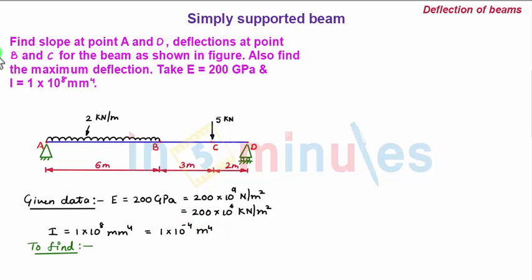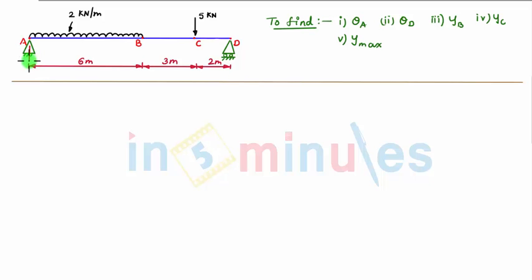In this problem we have been asked to find first the slope at A, second the slope at D. Points A and D are support points, hinge support at point A and roller support at point D. Third, they have asked deflections at points B and C, so YB and YC. Also they have asked to find the maximum deflection, that is Ymax. So let's solve the problem. We consider two vertical support reactions at points A and D as VA and VD. Now let's start with the solution.